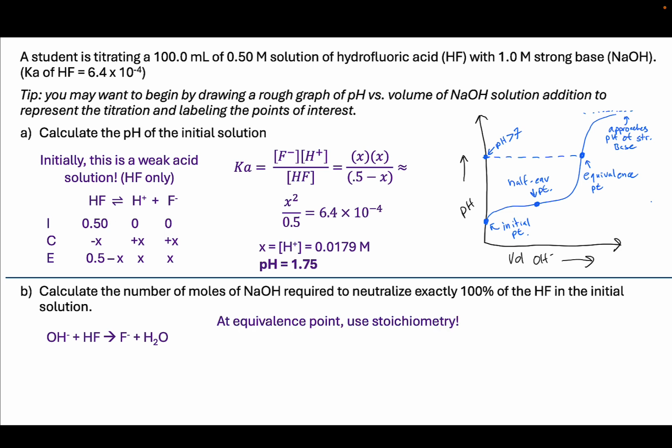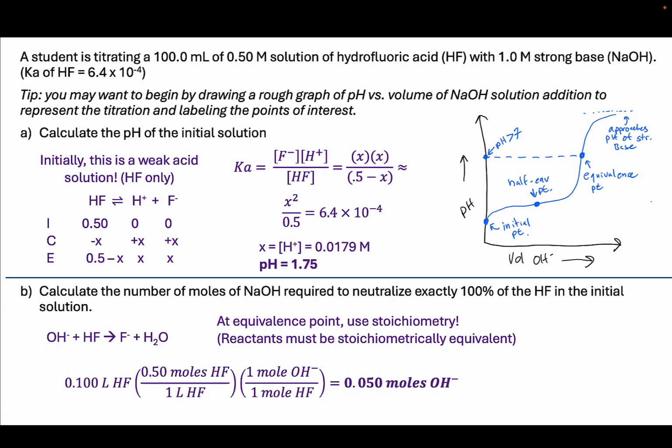We want to use stoichiometry. We will be left with some stuff afterwards. If we, for instance, wanted to get the pH, we would have to consider the fluoride ion by itself. But here, all we're looking at is the moles of NaOH required, the moles of the hydroxide, and it's just plain stoichiometry. The reactants have to be stoichiometrically equivalent. That's what defines this equivalence point. That's why it's named the equivalence point.